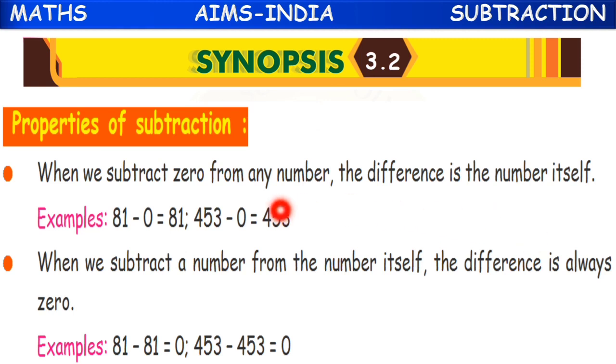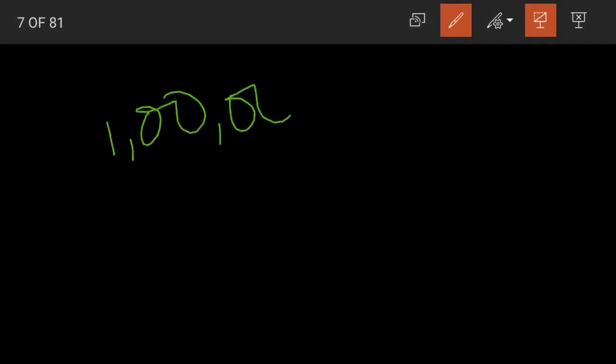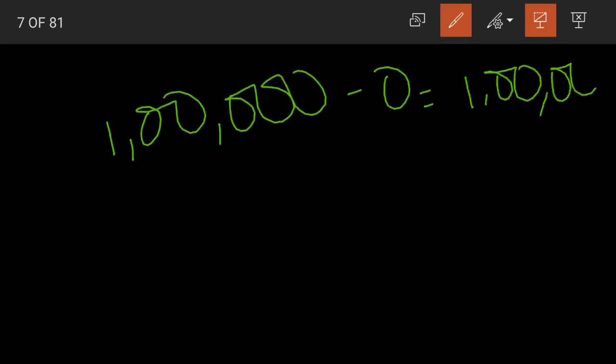Now moving on, properties of subtraction. Just what we have learned, right? The same is repeated here. When we subtract 0 from any number, the difference is the number itself. Yes, we learned this, right children? When we subtract 0 from any number, be it 1 lakh, 1 lakh minus 0 is equal to 1 lakh only, the same number.